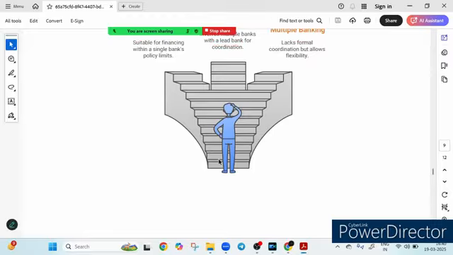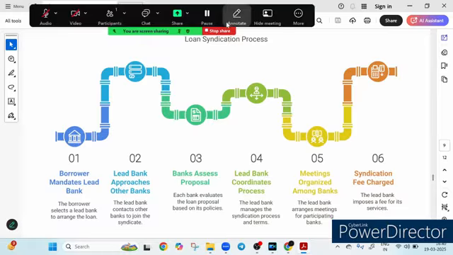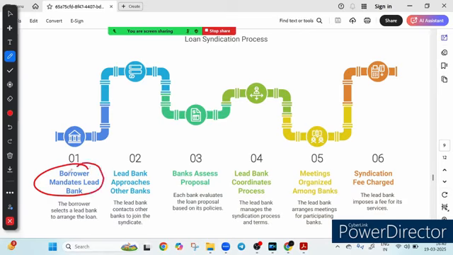Now let's shift our focus to the next topic, which is loan syndication process. Very important topic. So ever wondered how loan syndication really works? Let me walk you through this step-by-step journey. So it all starts with the borrower selecting a trusted lead bank to arrange the loan. So there is a lead bank, the borrower trusts them to arrange the loan, right? So think of this bank as the captain of the ship.